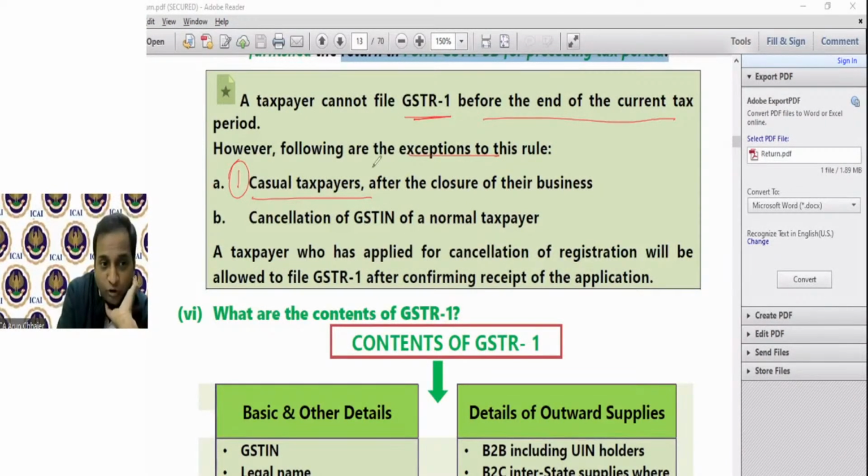तो एक एक्सेप्शन है कैजुअल टैक्सेबल पर्सन और दूसरा है कैंसिलेशन. A taxpayer who has applied for cancellation will be allowed to file GSTR1 after confirming the receipt of application. बहुत बढ़िया.